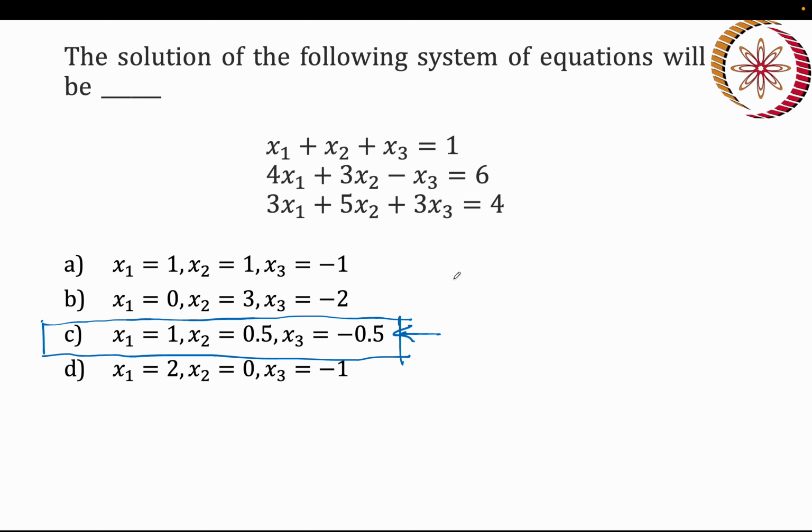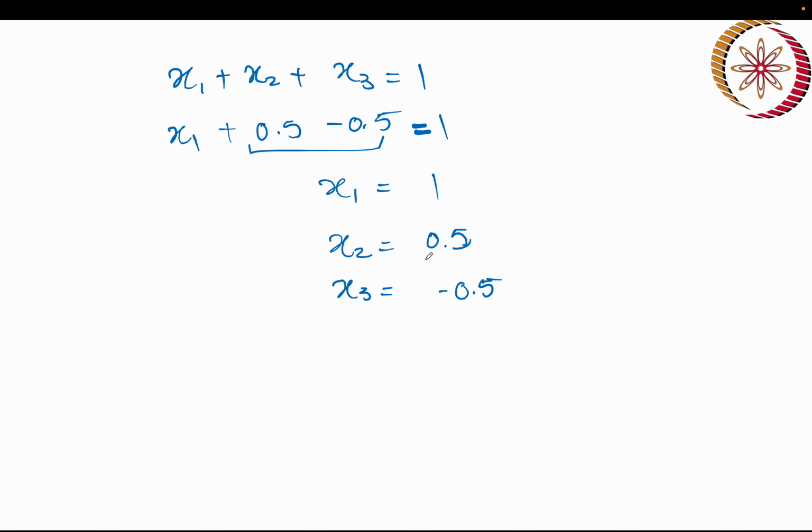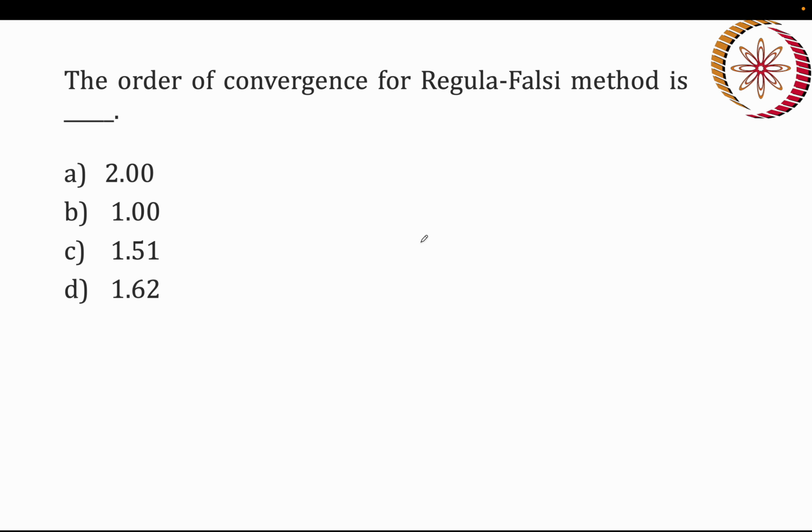I hope this procedure is clear, and you might have used it in the previous assignment. So with that, we'll go to the next question. The order of convergence of the regula falsi method is. The answer, in short, is one, but we'll see how it comes to be one.